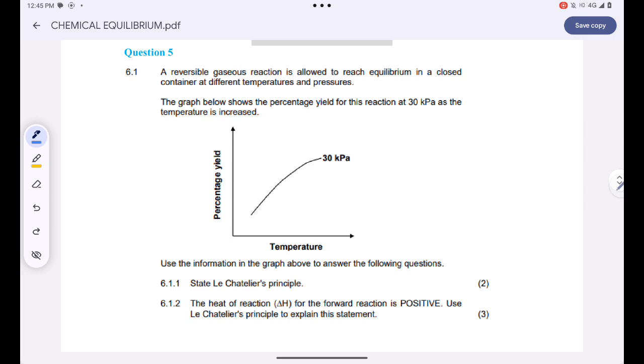In this video, I'll be tackling the fifth question from the worksheet I've compiled, which has 8 questions in total. All of these questions focus on chemical equilibrium, and they are all extracted from past exam question papers. So please do take this seriously.